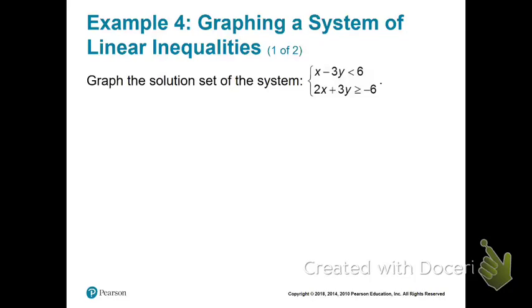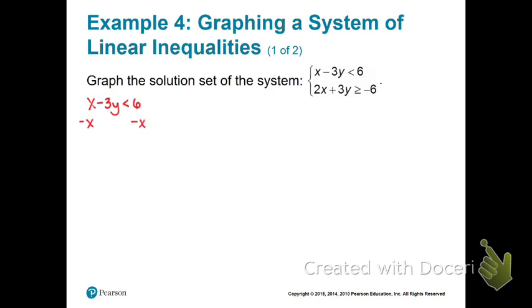So here in example 4, we're going to have to graph both of these. And we're going to see where they intersect or where they both are true. So first we're going to have to graph x minus 3y is less than 6. So that's linear. So let's go ahead and just solve for y, and we'll graph it like a linear equation.